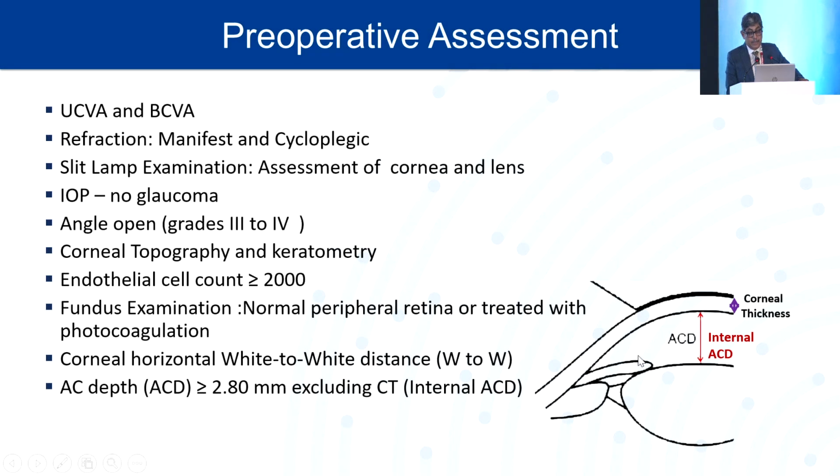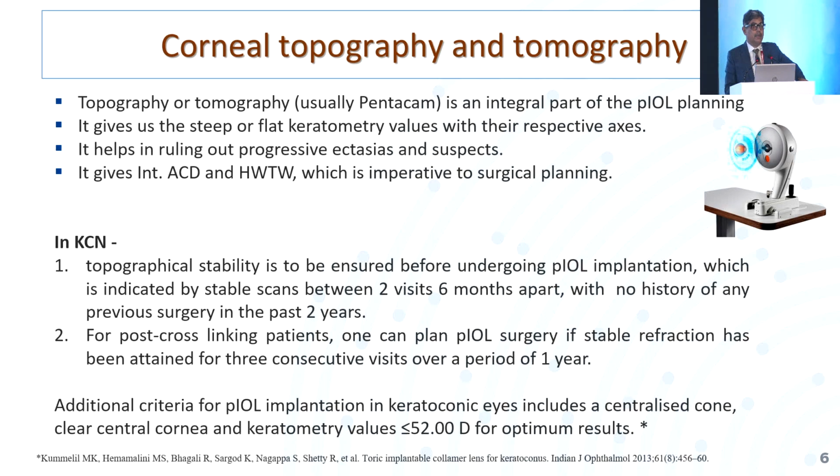The internal ACD is important. Internal ACD is the measurement of the anterior chamber depth from the posterior surface of the cornea up to the anterior surface of the lens. Topography and tomography is done in all these cases, which is mandatory. It gives us the steep or flat keratometry value with their respective axis. It helps us in ruling out progressive ectasias and suspects. It gives internal ACD and horizontal white-to-white measurement, which is imperative to surgical planning. And it rules out any ectasia or keratoconus suspect cases, in which we don't want to go for the corneal refractive procedures.